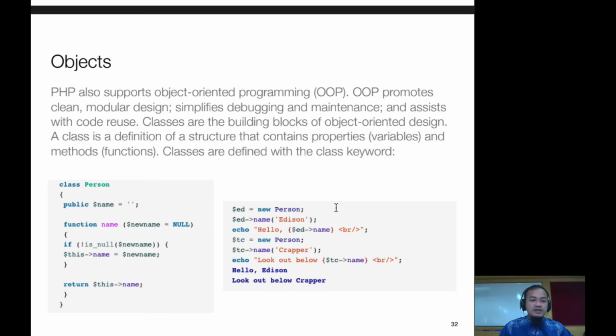Okay, objects. We have objects. PHP also supports object-oriented programming, as we know. Object-oriented programming promotes clean, modular design, simplifies debugging and maintenance, and assists with code reuse.